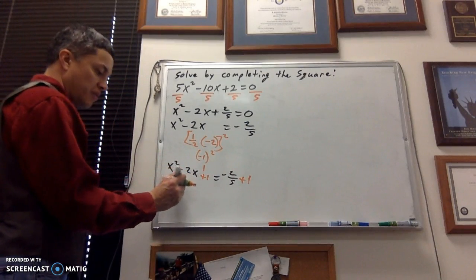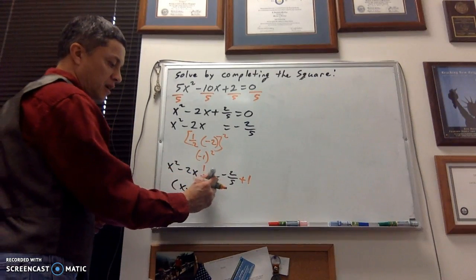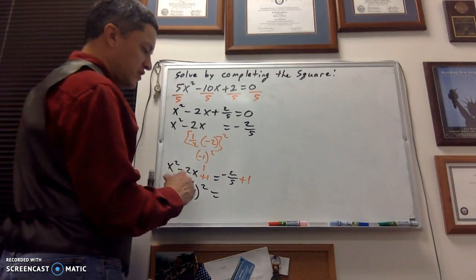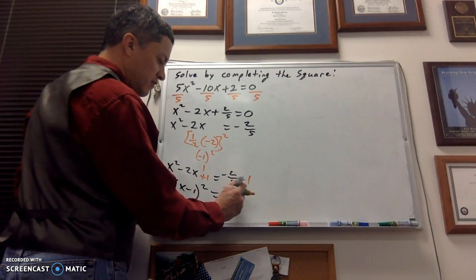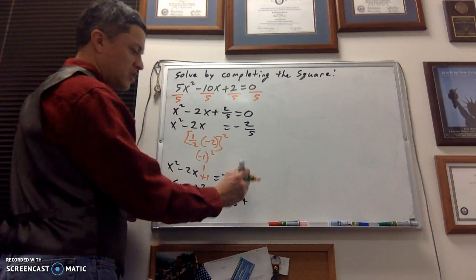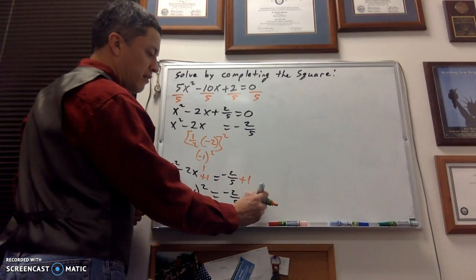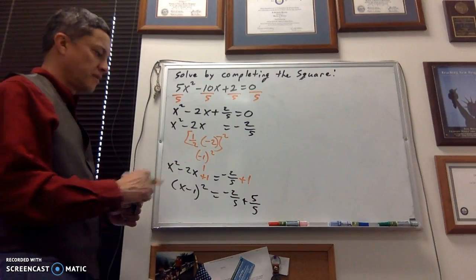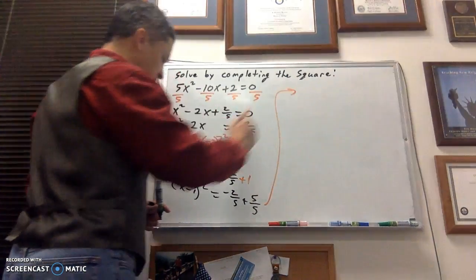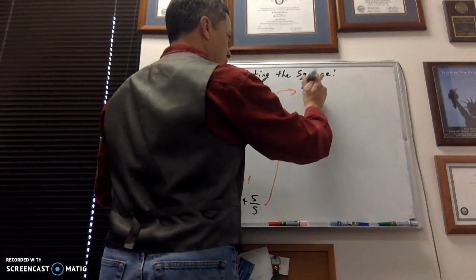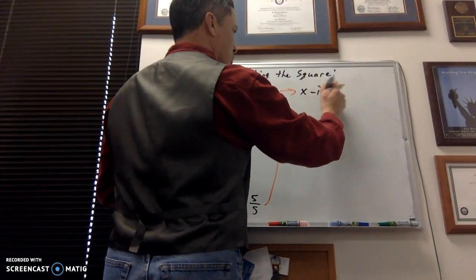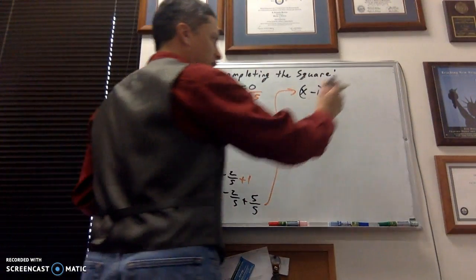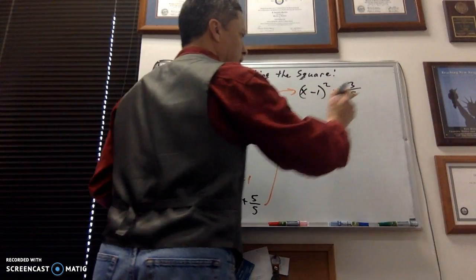My left-hand side is a perfect squared trinomial. It's going to be x minus 1 quantity squared. My right-hand side, I'm going to write as negative 2/5, and I'm going to change this 1 so that it's 5 over 5. So I can add the numerators, right? Because I have like denominators. So left-hand side is x minus 1 quantity squared. On the right-hand side, it's negative 2 plus 5 is 3. So 3/5 on the right.